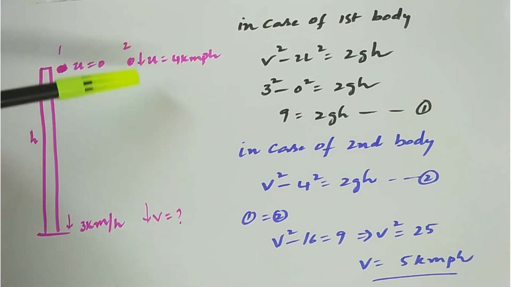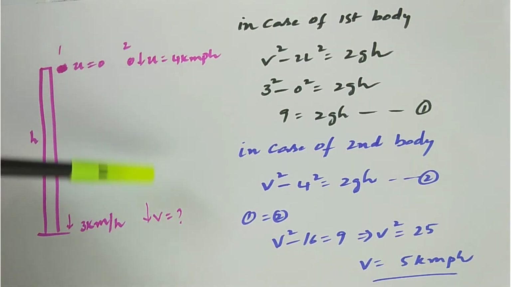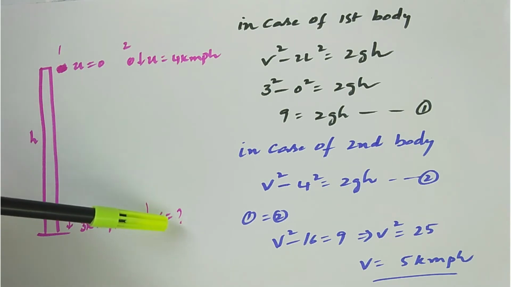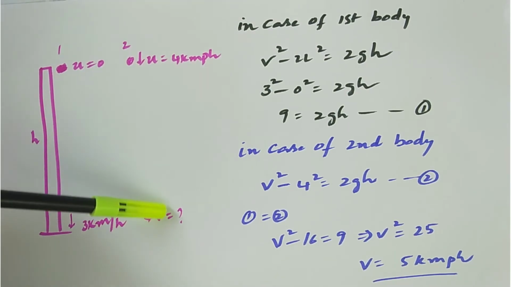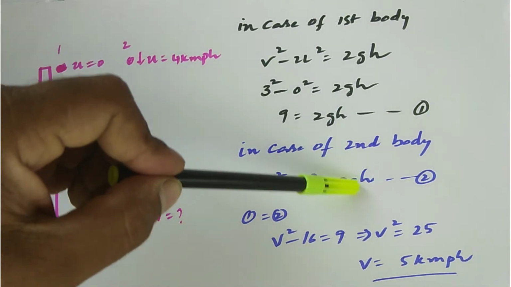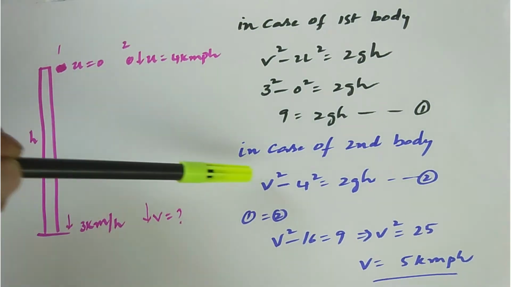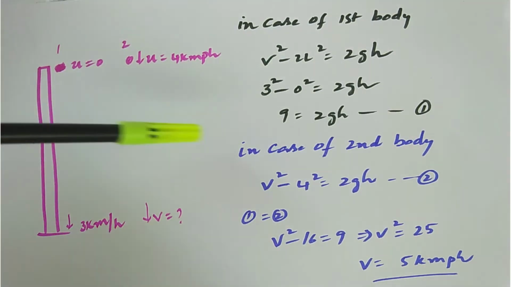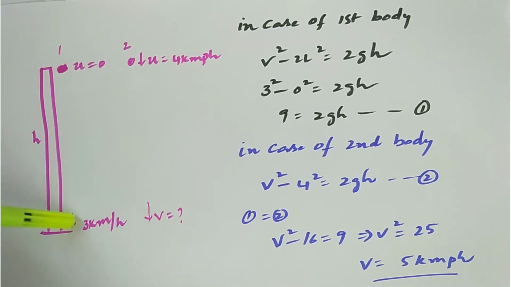Okay? So as to find the velocity with which it reaches the ground, we need to find the height of the tower. Then only we can find the velocity with which it reaches the ground, because v squared minus u squared equals 2gh, where the initial velocity is known. If h is known, we can find this v. So as to find this v, let us use this case.